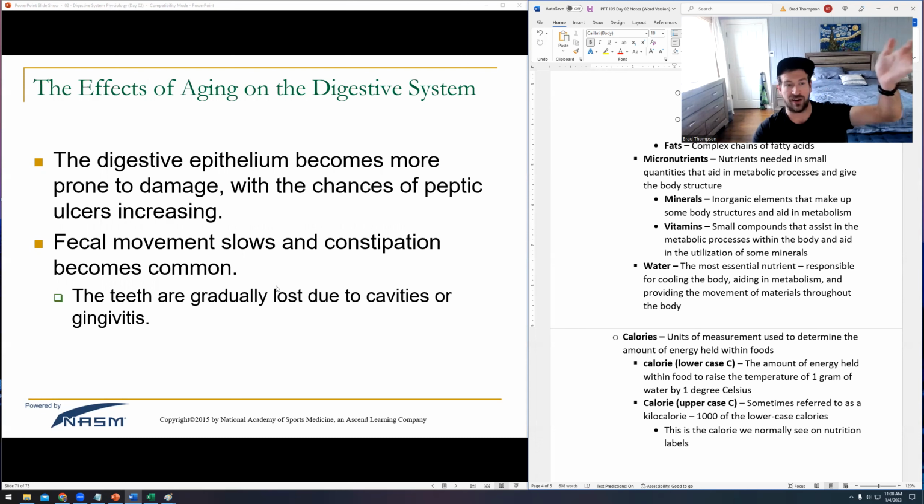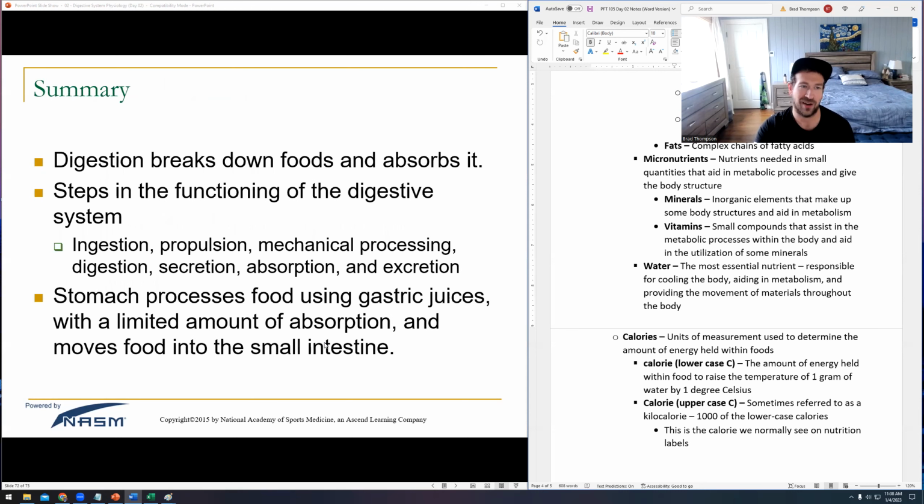Now, as we get older, obviously this kind of slows down. This is just an extra little fact at the end. I don't know why they put this in here, but as you get older, your digestive system does slow down. It's one of the reasons why it's so important to take care of it throughout your life.